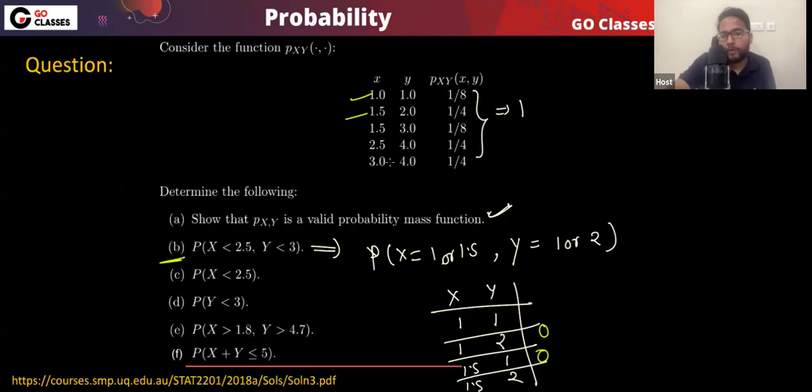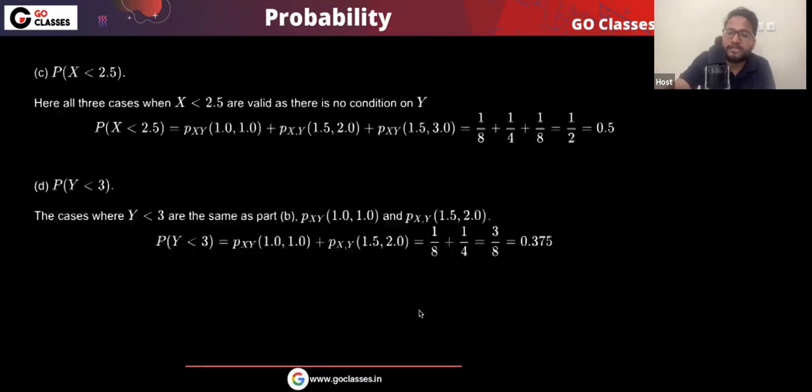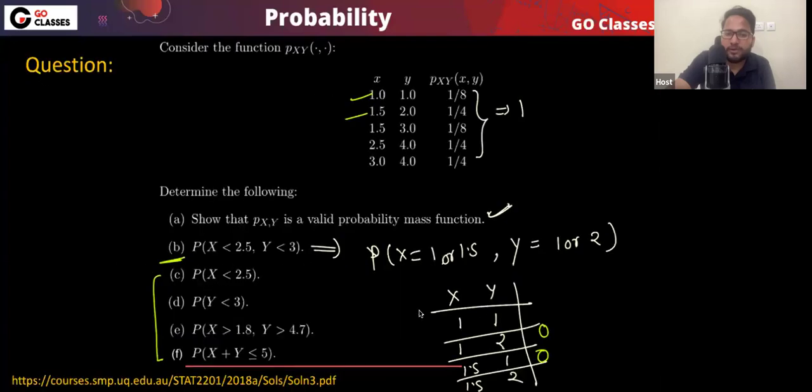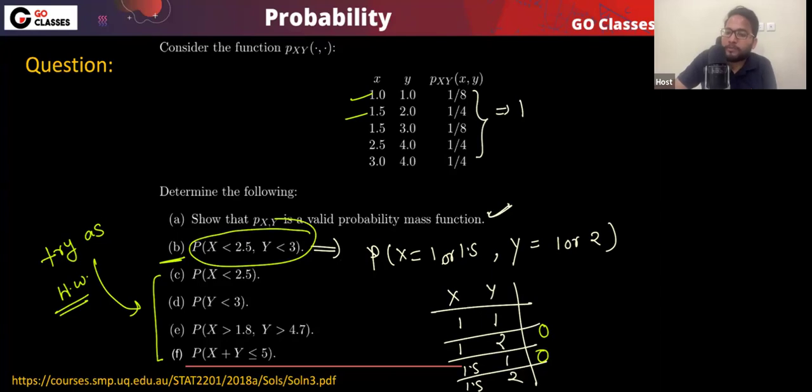Do you want to try these questions as a homework? I have the solutions in the slide itself. Okay. So you can try, right? These are the easy questions only. So just try this as a homework. See here, you just need to list out all the pairs for which this condition is satisfied.